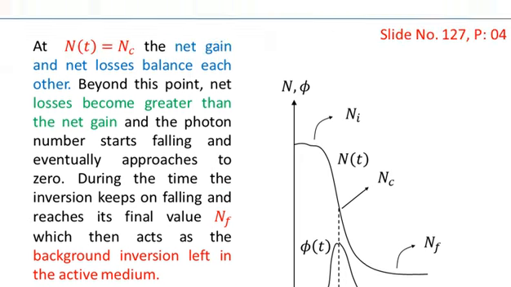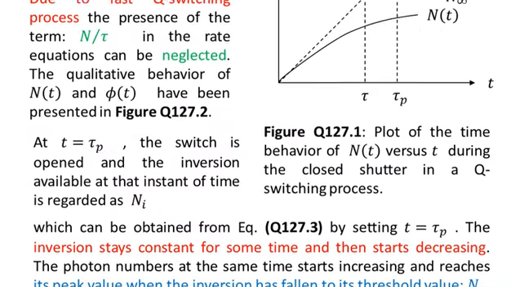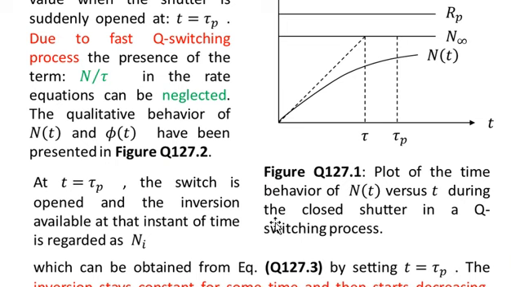So let me complete the description over here. The qualitative behavior of n of t and phi of t have been presented in figure number 2, which I have discussed. At t is equal to tau p, the switch is opened and the inversion available at that instant of time is regarded as Ni.